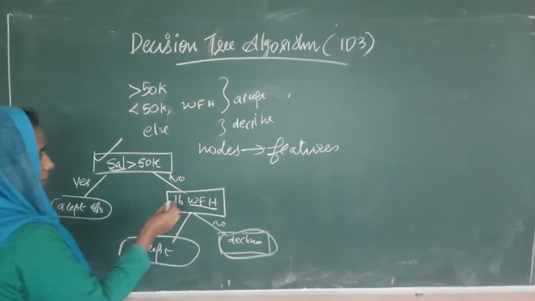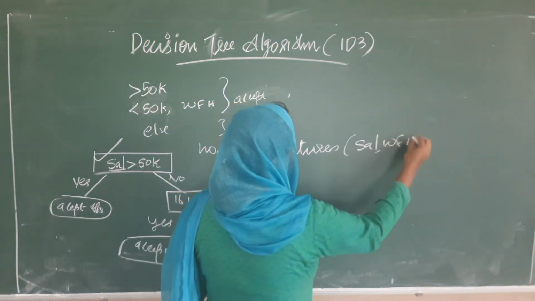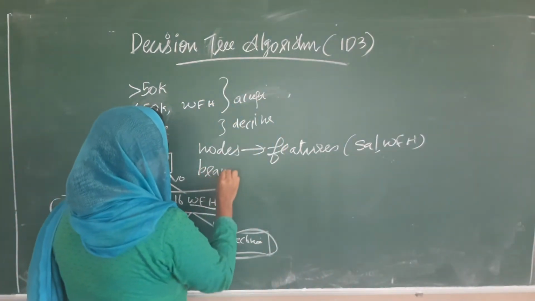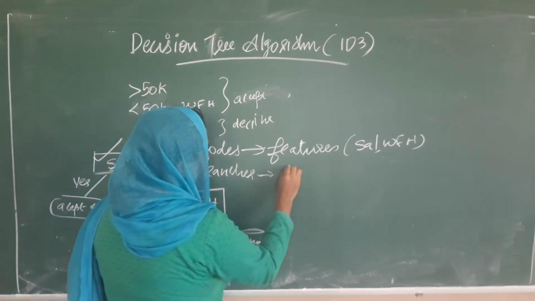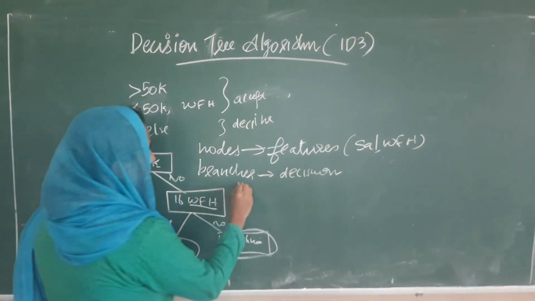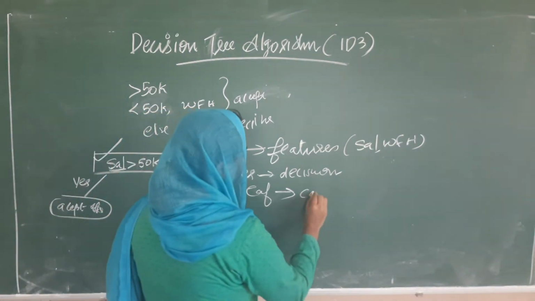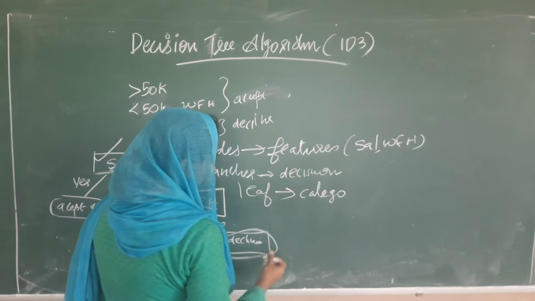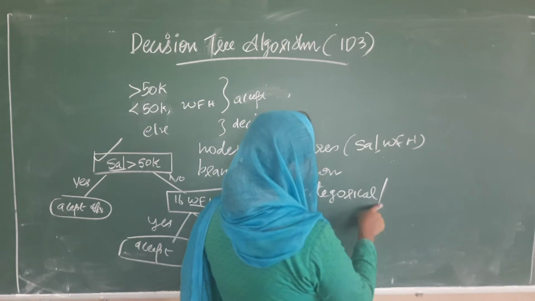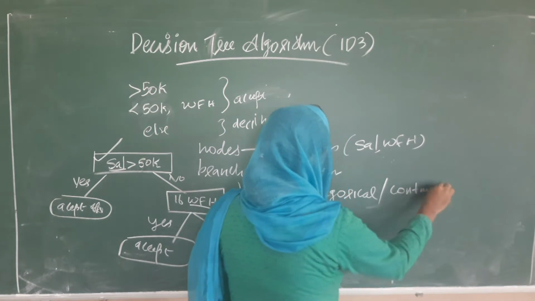Now, for example, in this case, salary and work from home are examples. Now, the branches or the edges represent the decisions. So, these indicate the decisions taken by the algorithm to reach a final state. And the leaf nodes represent the classes. It could be categorical, that is accept or decline, something like that, or it could be even continuous values like 0.5, 0.3, it could be the possibility or probability of an event. Categorical or continuous output values would be in the leaf nodes.